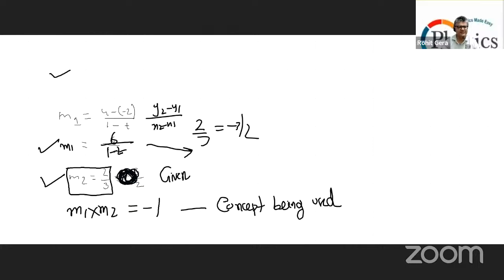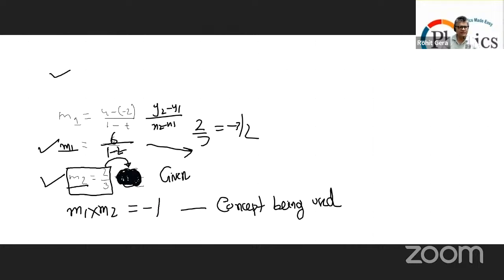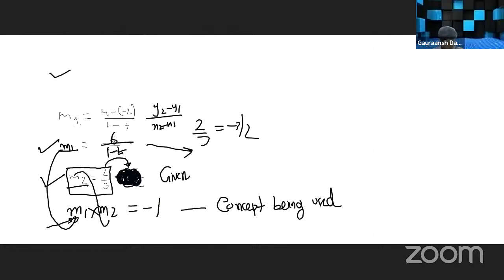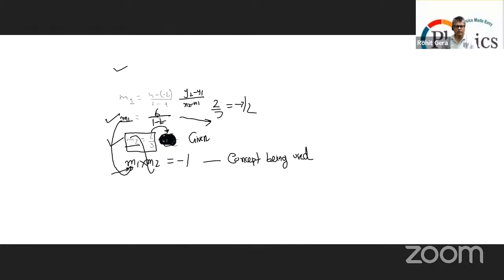Don't do this step of reciprocal, not required at this stage. Keep it simple. Just know m1 and m2 independently and put them in the formula. Put m1 here and put m2 here. Multiply them and put it equal to -1. Do it now. We will discuss that reciprocal thing after this.